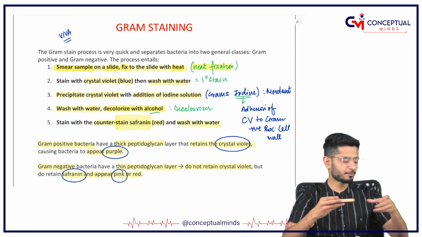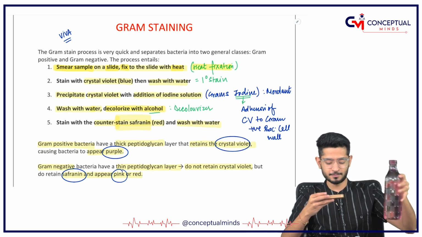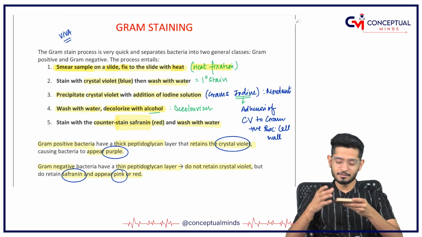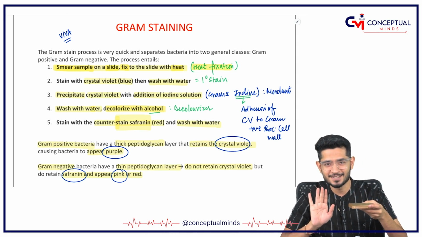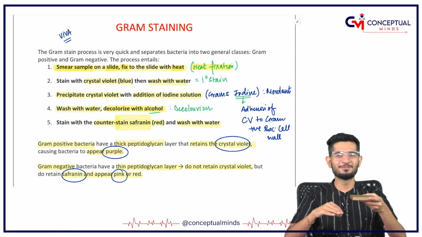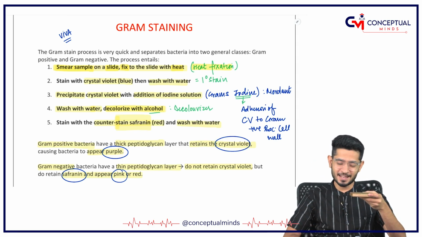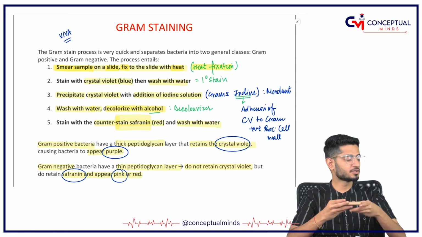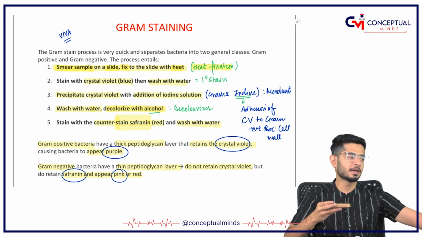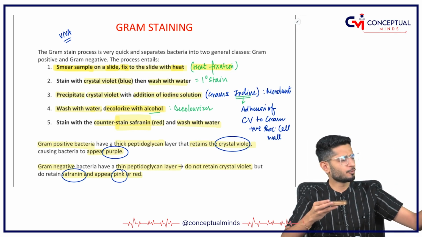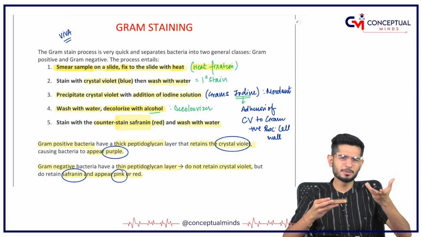Again, I will wash it with water and then I will decolorize with the alcohol. Now I can't show you alcohol in this class. Just remember that we'll wash it with the alcohol, and then I'll put a counter stain which is a red stain. So this red stain I'll put and again wash with water. Washing with water is your choice. Some people do, some don't.